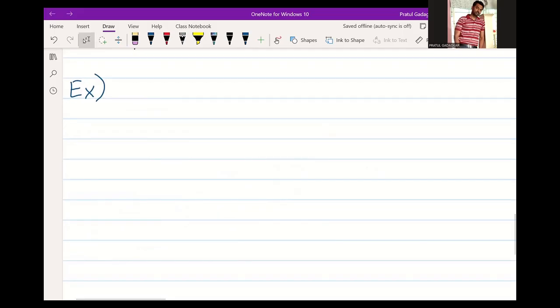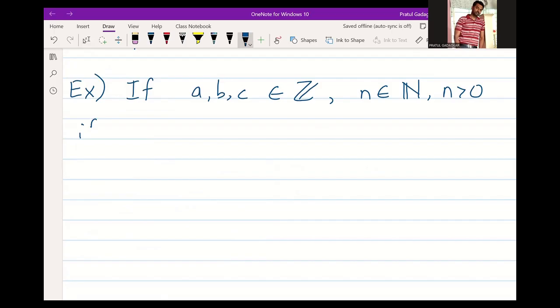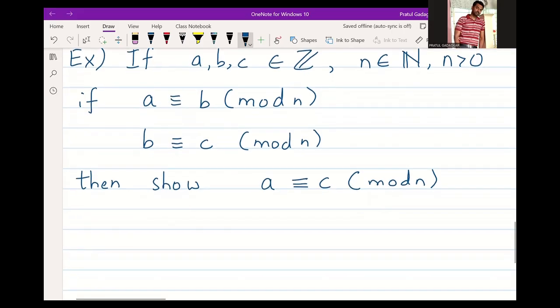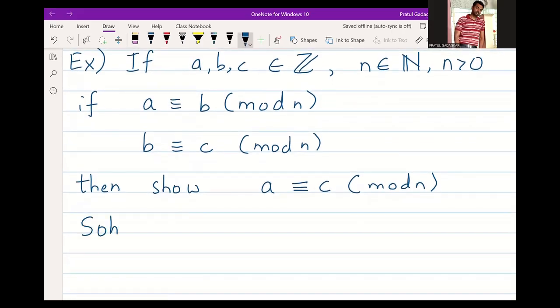So let me write the problem here. If A, B, C are integers and if n is a natural number which is positive, and if A is congruent to B modulo n, B is congruent to C modulo n, then I must be able to show that A is also congruent to C modulo n. So if A and B are congruent, B and C are congruent, then A and C are also congruent. Now the solution is very easy actually.